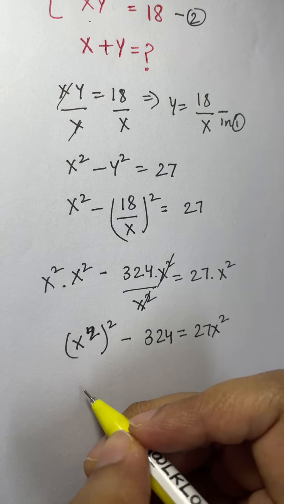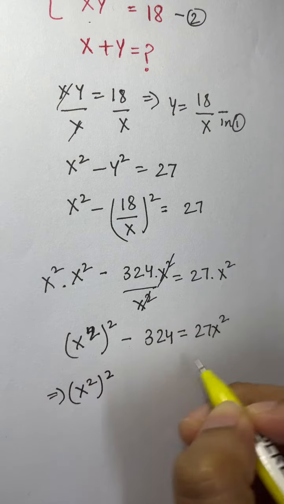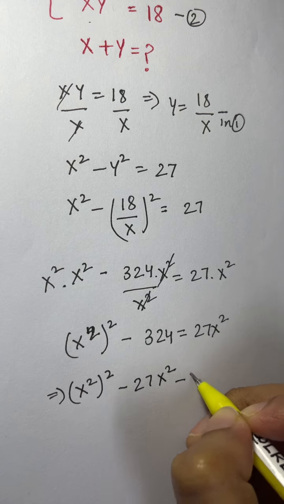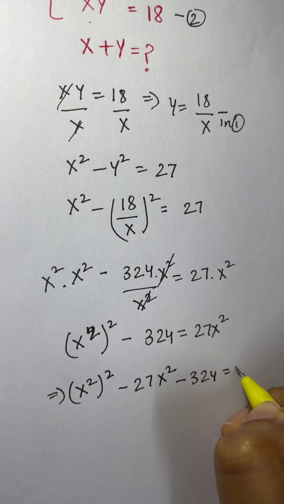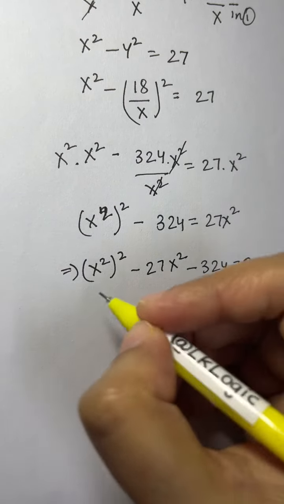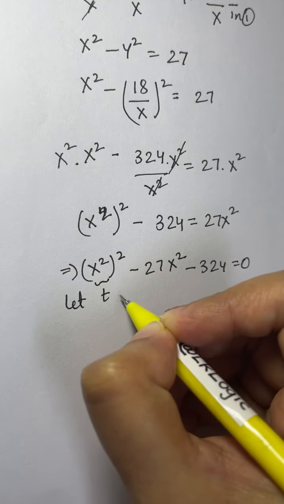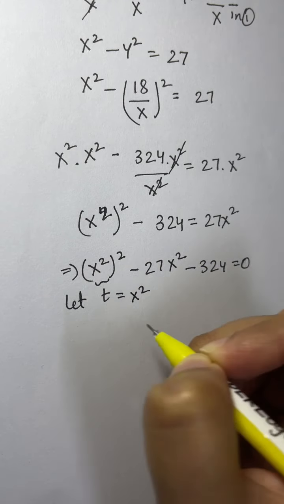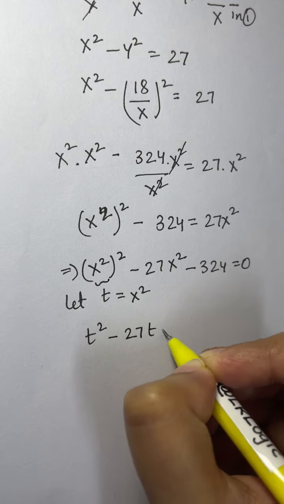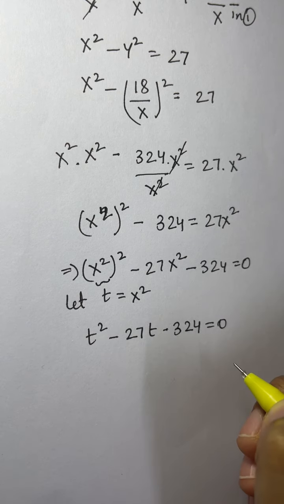Bring all terms to one side. We have x squared, the whole square. Bring it this side. Minus 27x squared minus 324 is equal to 0. Now what we are going to do is substitute this x squared as t. Let t is equal to x squared. So we have t squared minus 27t minus 324 equals 0.